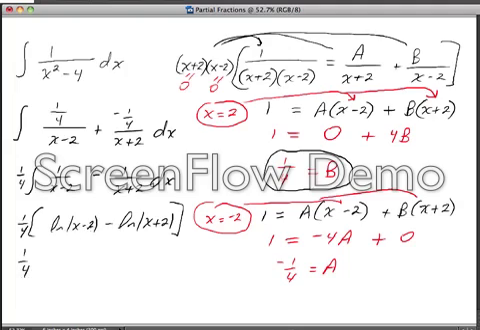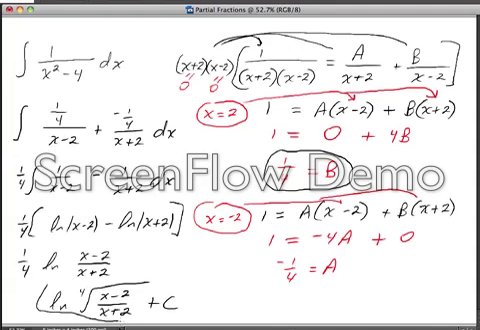Now we have to apply some logarithm properties here. When you have log a minus log b, there's a property that allows you to do log of a over b. If this was a plus, you would have been multiplying those. And that's your answer. Perhaps they might put the 1/4 up as an exponent, in which case you'd have the 4th root of x minus 2 over x plus 2, plus c again because this is an indefinite integral.